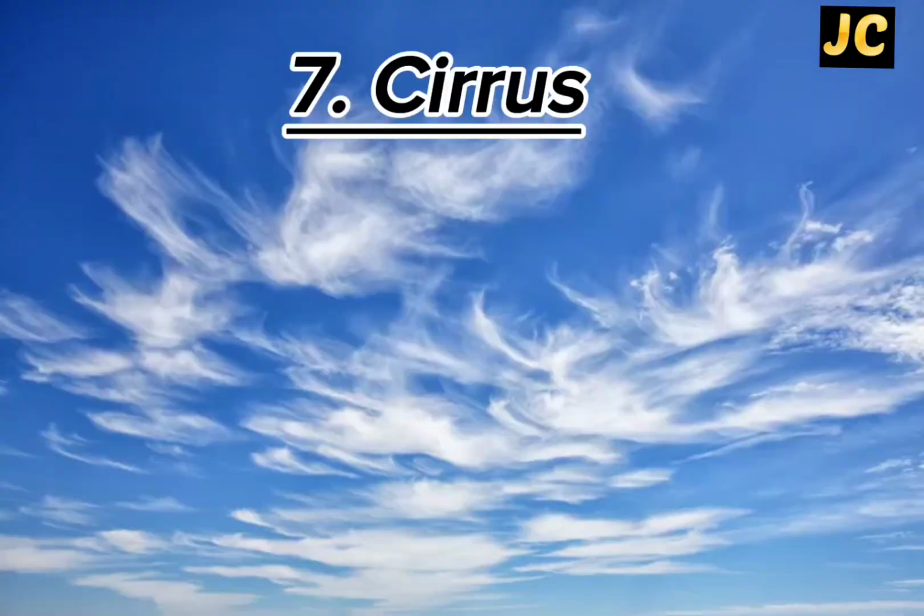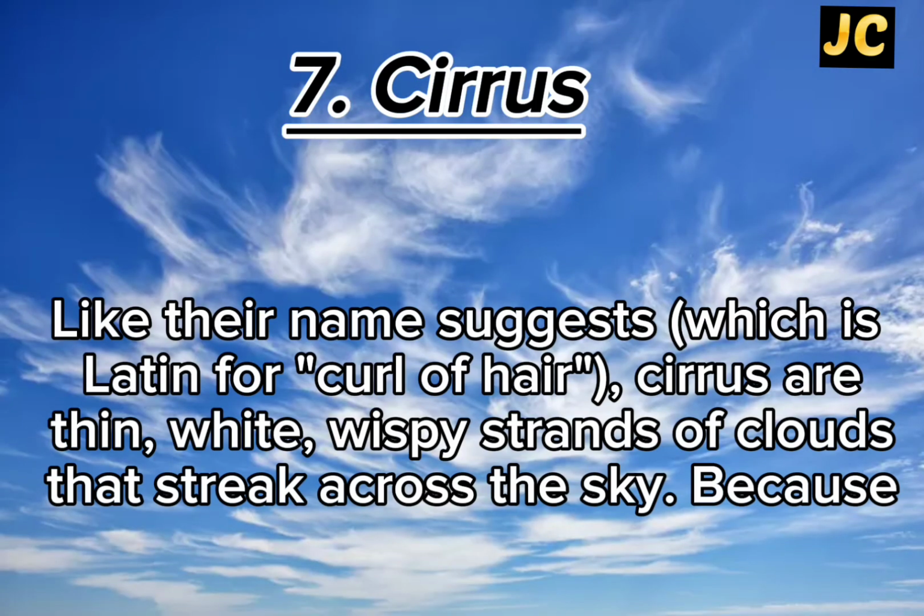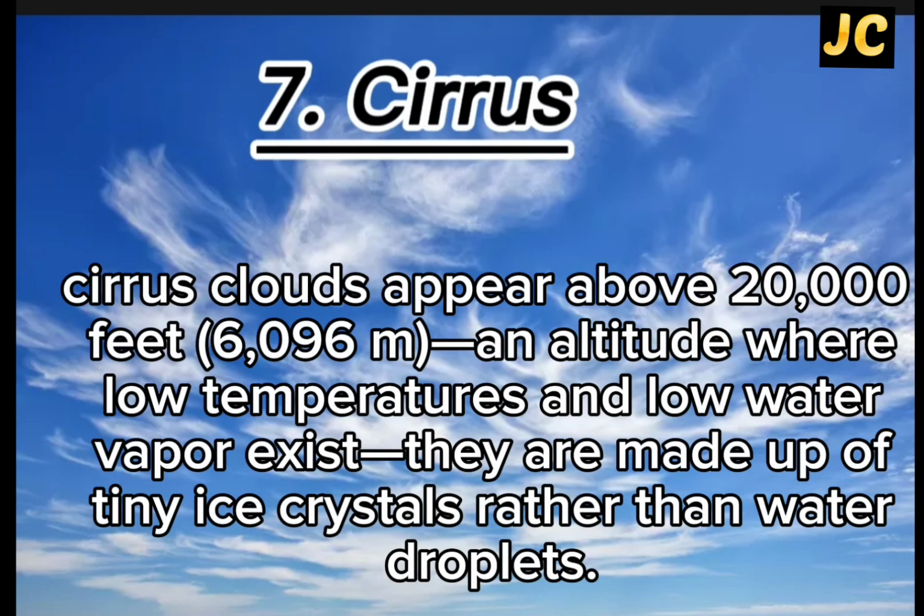7. Cirrus. Like their name suggests, which is Latin for curl of hair, cirrus are thin, white, wispy strands of clouds that streak across the sky. Because cirrus clouds appear above 20,000 feet, 6,096 meters, an altitude where low temperatures and low water vapor exist, they are made up of tiny ice crystals rather than water droplets.